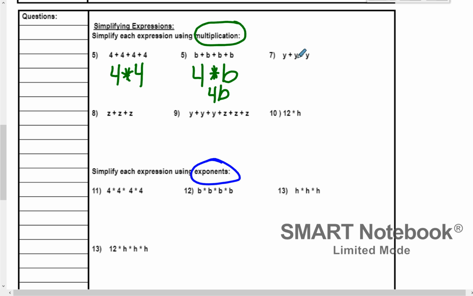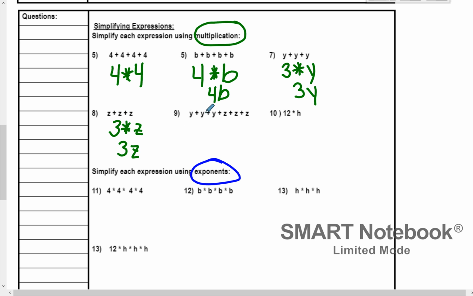Here we have y plus y plus y. We have 3 y's being added together, so we could do 3 times y, which can be simplified to 3y. Remember, we don't need that multiplication sign in there. Z plus z plus z can be written as 3 times z, or just 3z without that multiplication sign.